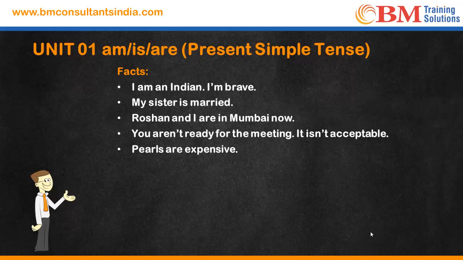Pearls are expensive. For pearls, the pronoun that we use is they. With they, we use are. They are expensive. Pearls are expensive. Banks are open on Saturdays. For banks, the pronoun that we use is they. With they, we use are. They are open on Saturdays.